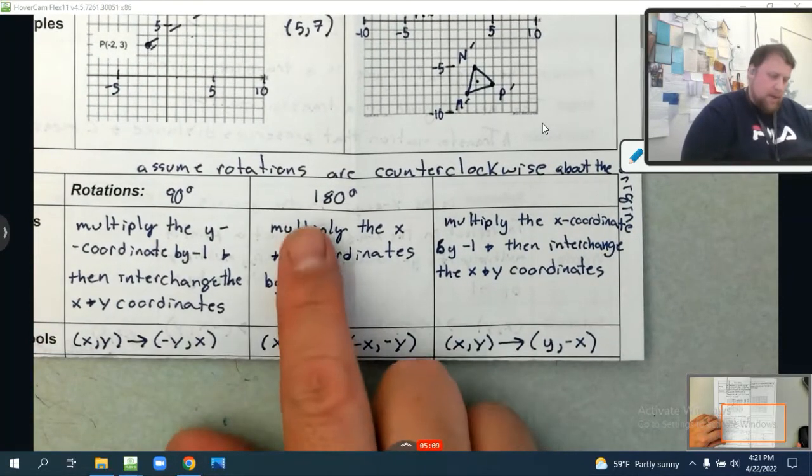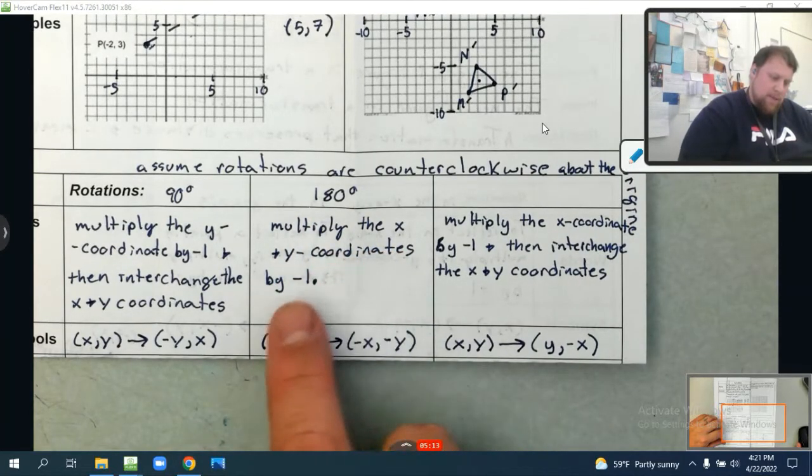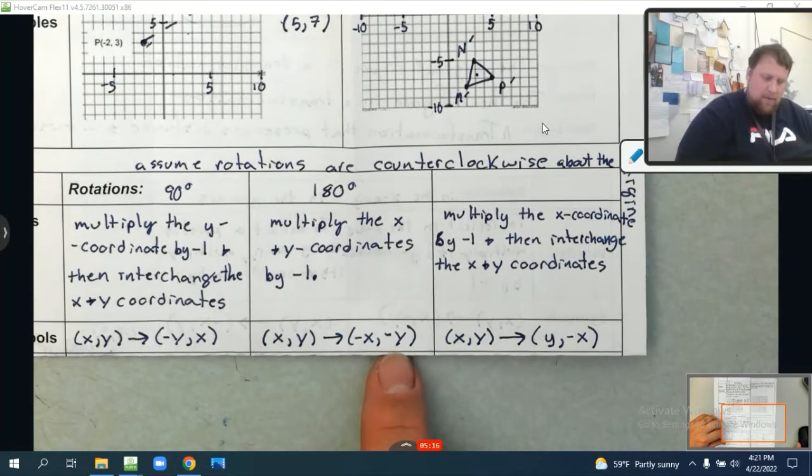And then you can pause it and write them down. So for a 180-degree turn, it tells us to multiply the x and y coordinates by -1. So (x, y) becomes (-x, -y).